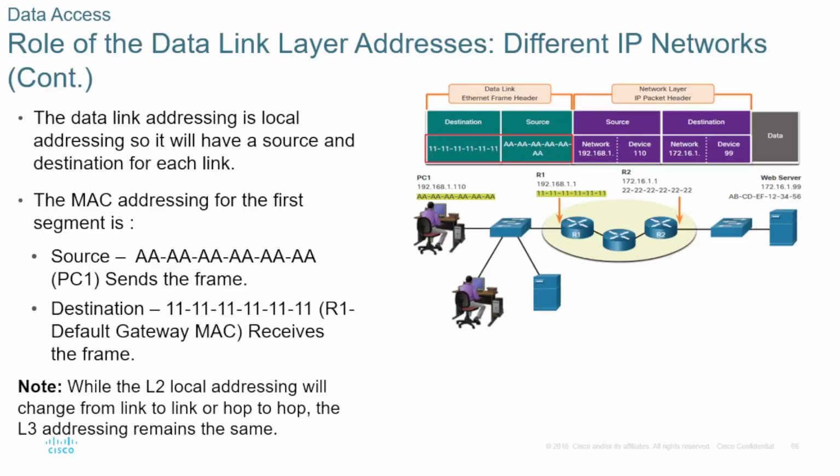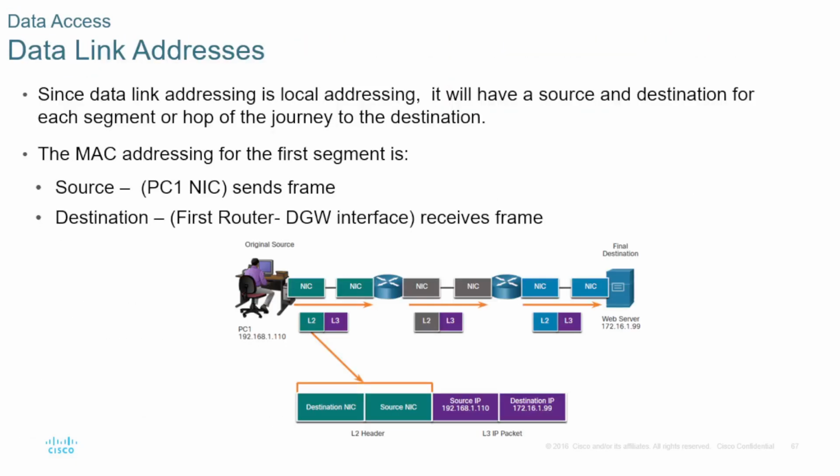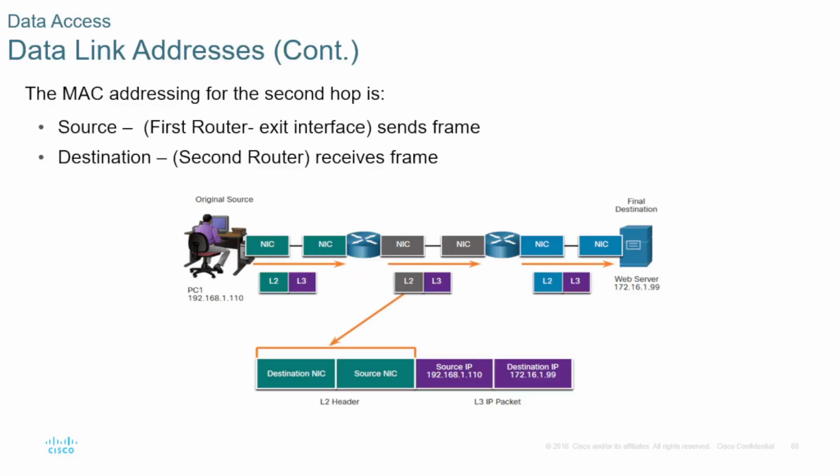Router R1 will de-encapsulate the frame to access the IP packet contained inside, then will make a routing decision, and encapsulate it into a new frame and send it out the exit interface to the next router. As the data moves from one link to another through routers and other network segments, the Layer 2 addressing changes each time to reflect the new local connection.